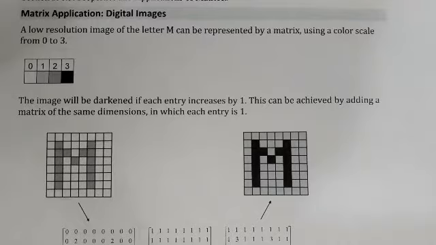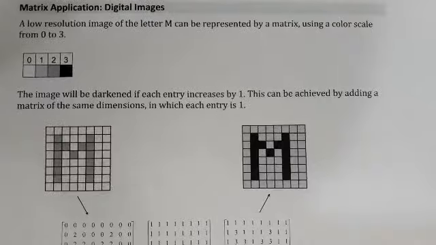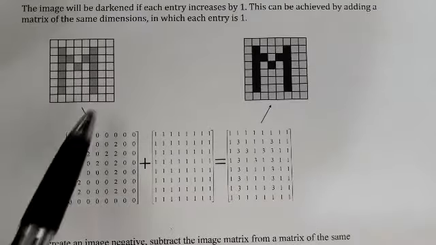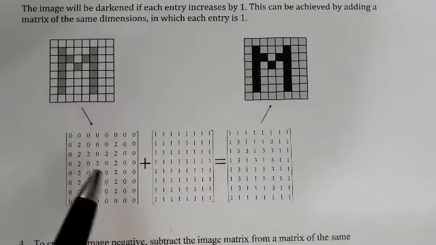So they got a grayscale. The image will be darkened if each entry is increased by 1. You can do this by adding 1 to each entry. So this image can be represented by this matrix.